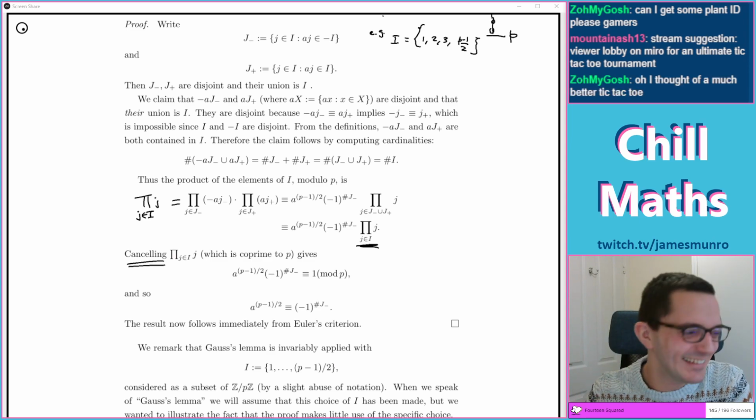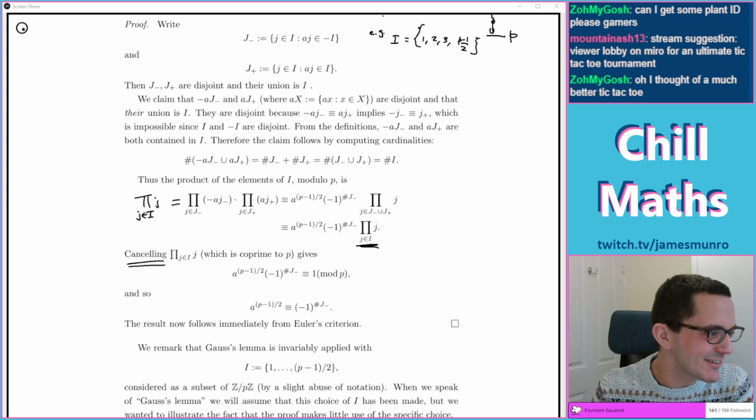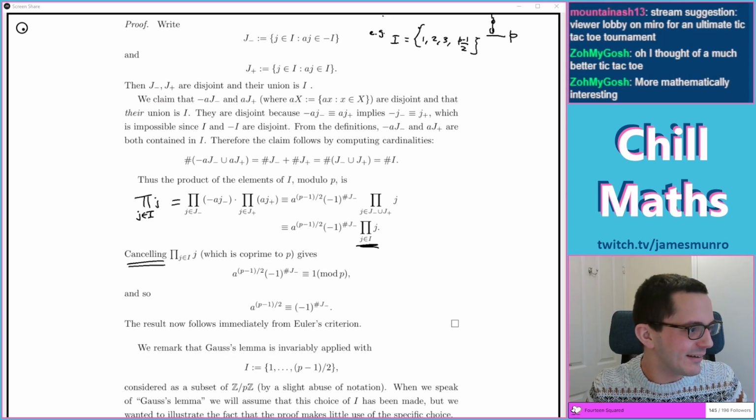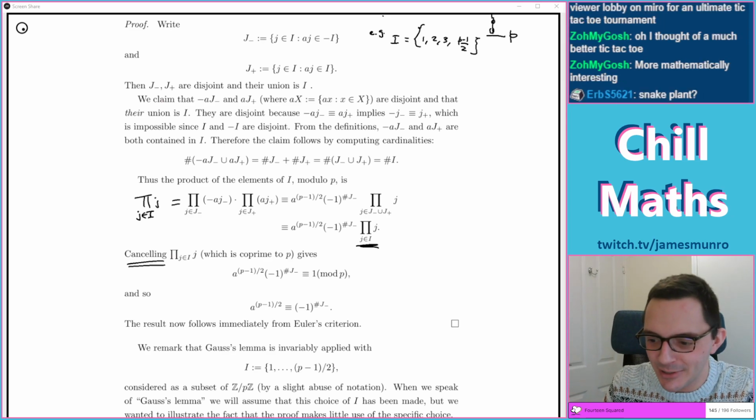Plant ID. I want a plant ID. Can I get Discord on here? Oh, I'm not logged in. Oh, okay. I'm not going to ID your plant.